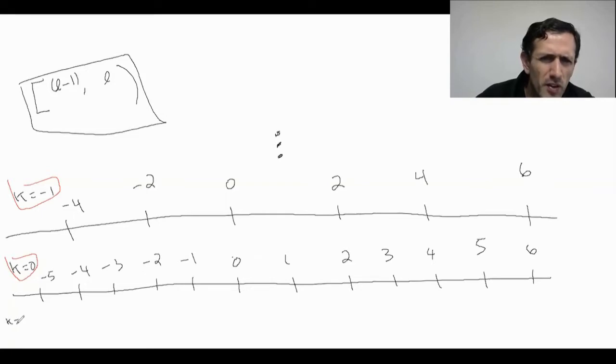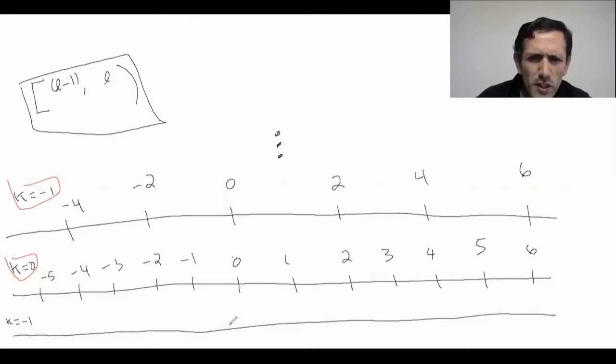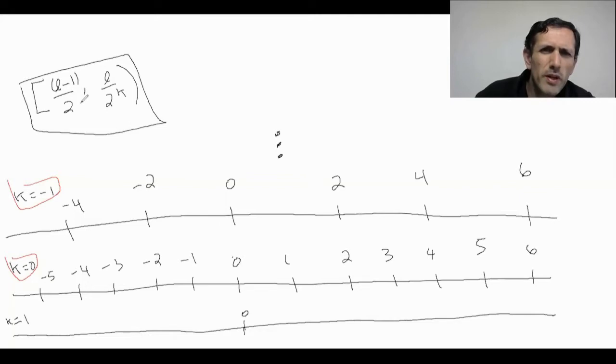K is plus 1, I already did minus 1. So when k equals 1, this is all intervals of the form L minus 1 over 2, L over 2, as L varies over all the integers. Okay, so we get 0, 1/2. I'm not going to write all these, but you get the point. Well, I guess I'll write all of them, but not label everything.